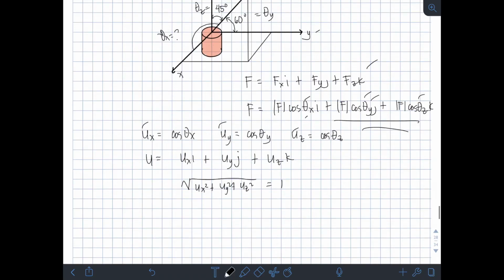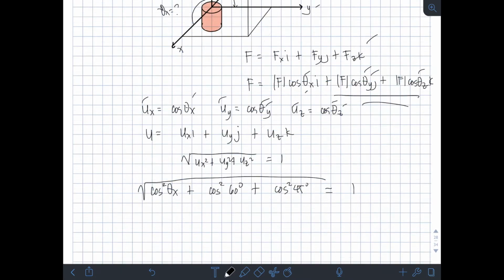So, pag sinubstitute natin ngayon in terms itong mga cosine nung theta y, theta z, tsaka theta x, so meron tayong theta y, tsaka theta z, masasolve natin si theta x, right? So, sige, substitute natin. Cosine squared theta x plus cosine squared, ano yung theta y, 60 degree, plus ano yung theta z, cosine squared, 45 degree. Then, square root is equal to 1.